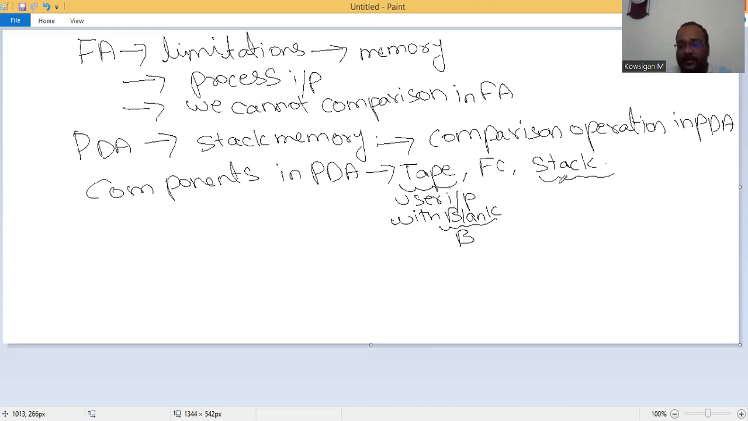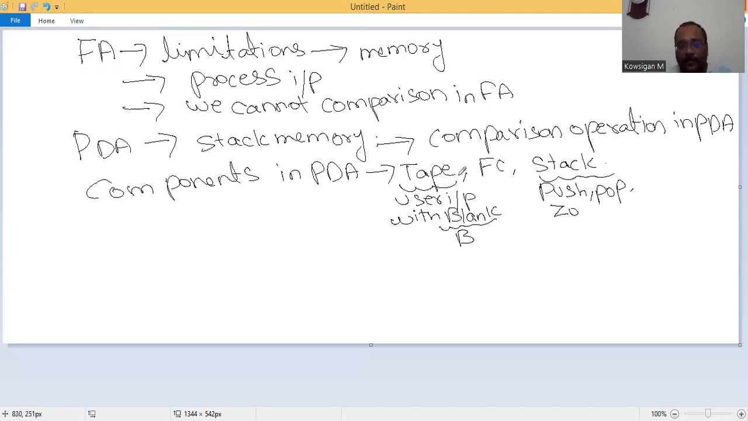The stack is the memory that is used by push-down automata, which contains two operations: one is the push operation, another one is the pop operation. Inside the stack, we will have an initial element called Z0. We will not make the stack empty initially, so the stack will have one element, that is the initial element Z0.